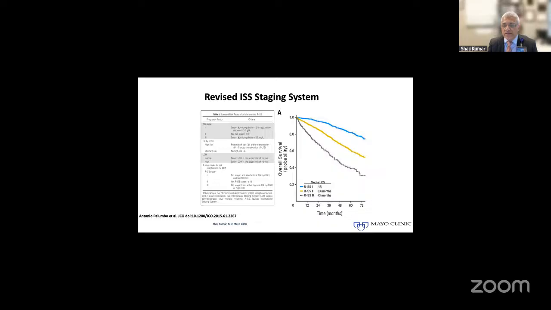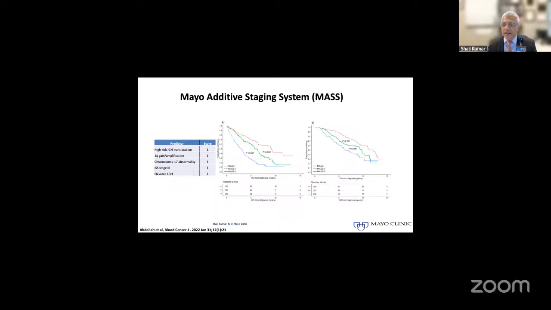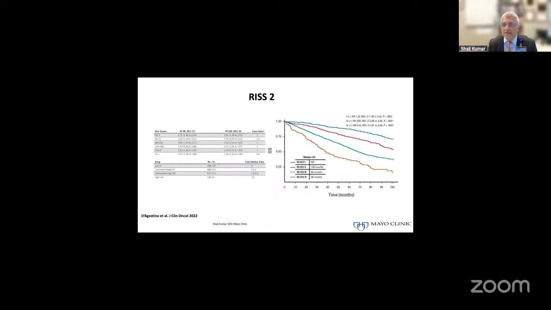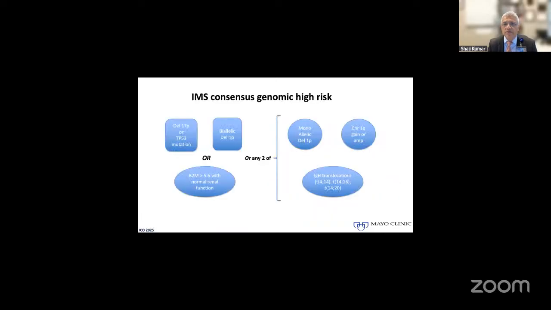But this was obviously insufficient as we learned more about the genetic abnormalities. And that led to some additional risk stratification systems, like the Mayo additive staging system, that again showed the impact of presence of multiple abnormalities. And the same thing was adopted for the second iteration of the Revised International Staging System, where multiple high-risk abnormalities like the ISS stage 3, 17p deletion, LDH, t(4;14), 1q, all were given some weight, and 4 groups were developed with very different outcomes.